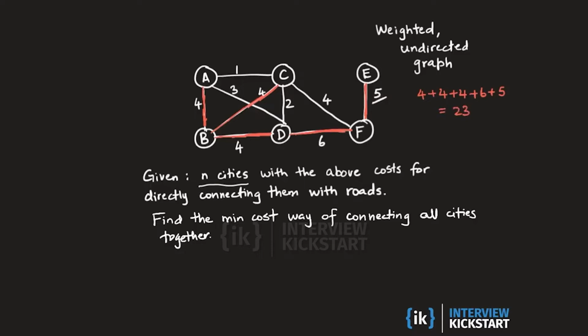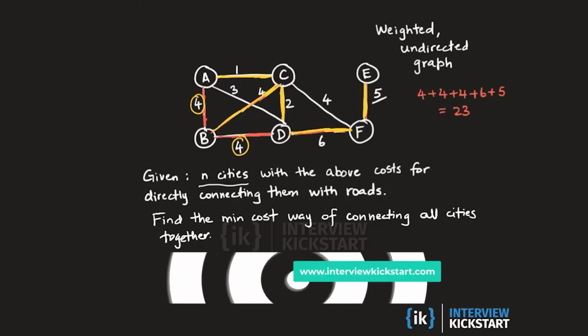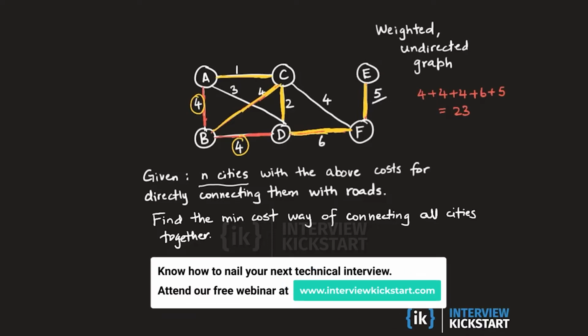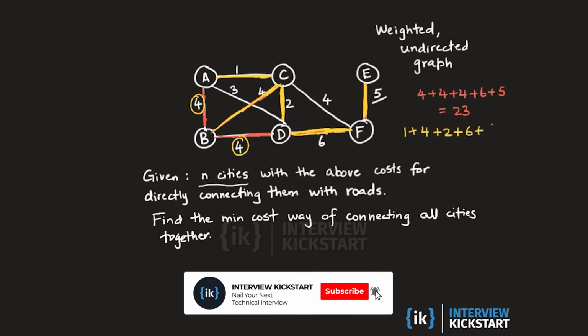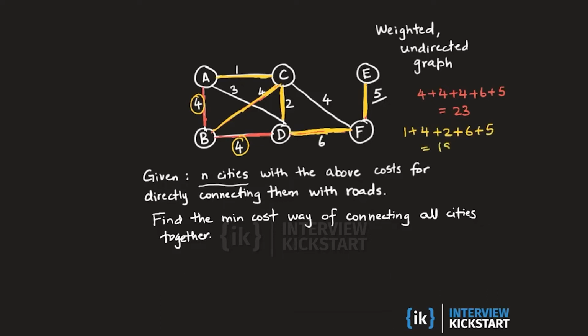Now, is this the best that we could have done? Well, the answer is clearly no, because instead of choosing this road and this road, we could have chosen these 2 roads which have a lower construction cost, and we would have still linked together all the cities had we chosen this subset of roads. So these yellow roads that I've shown in this diagram would take a total cost of 1 plus 4 plus 2 plus 6 plus 5, and that amounts to a total cost of 18 units.